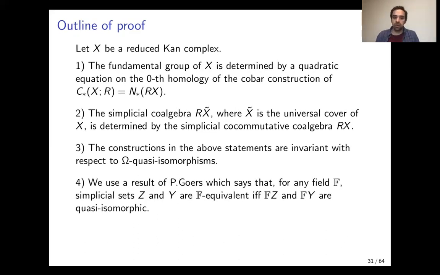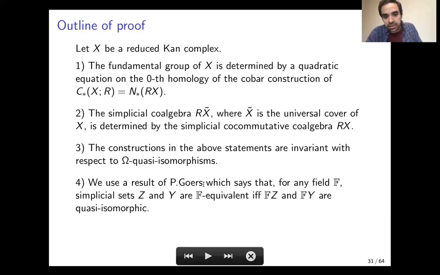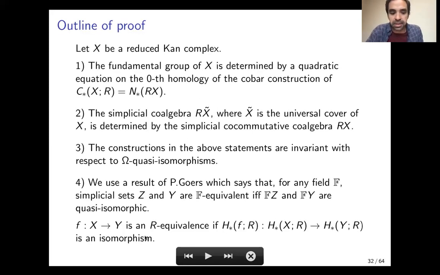And finally, we use a result of Paul Gore's. Gore's has two S's, which says that for any field F, simplicial sets Z and Y are F equivalent if and only if the simplicial coalgebras of F chains are quasi-isomorphic. So F equivalent means an F equivalence. More generally, for any R, a map is an R equivalence if it induces an isomorphism on homology with R coefficients.